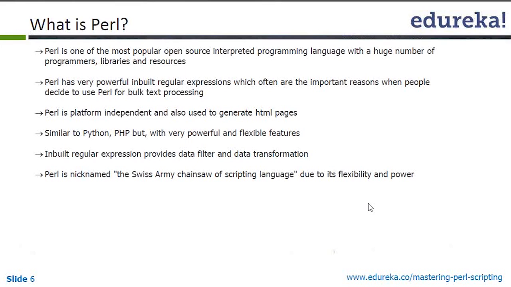Perl is named the Swiss Army knife of scripting languages due to its flexibility and features. As you have seen, the Swiss Army knife provides various kinds of instruments, and these instruments perform various kinds of activities, similar to Perl. It is a scripting language which performs various activities, starting from web scraping to generating HTML pages, to connecting with databases or any kind of interfaces. So it is one of the famous scripting languages in the market, and that is what we are going to learn in our course.